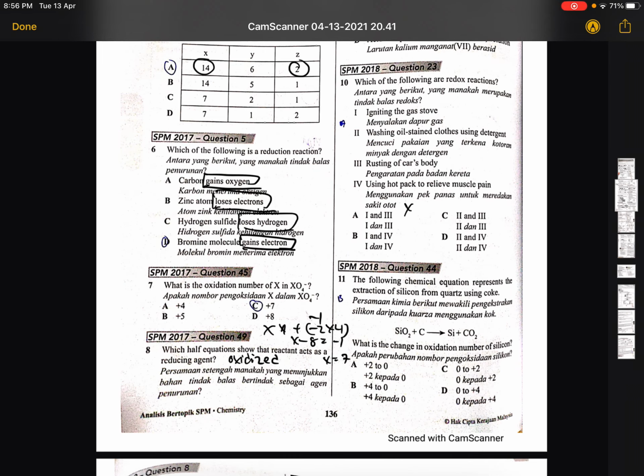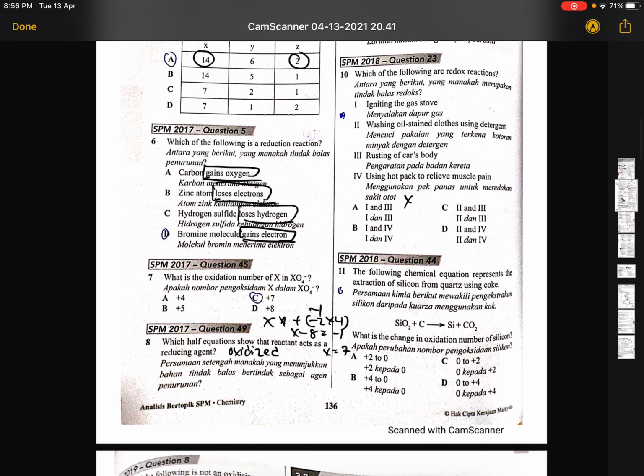Let me see. Rusting of car's body is definitely redox because it involves the rusting of iron. And during the rusting of iron, water turns into hydroxide ions, so it gets reduced, while iron gets oxidized. So it's a redox reaction. So 3 is definitely correct. So it's either 1 and 3 or 2 and 3.